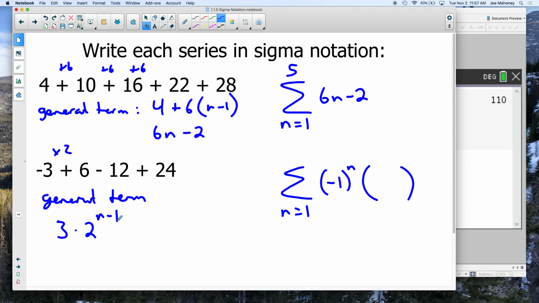So this is going to be negative 1 to the n times 3 times 2 to the n minus 1 power. And I'm only doing 4 terms, so I'm going from 1 to 4. So that's the idea on how to write a series in sigma notation.